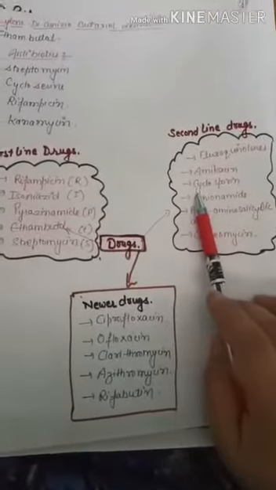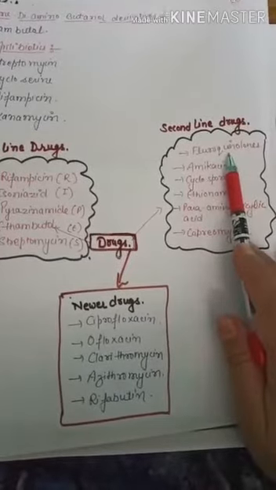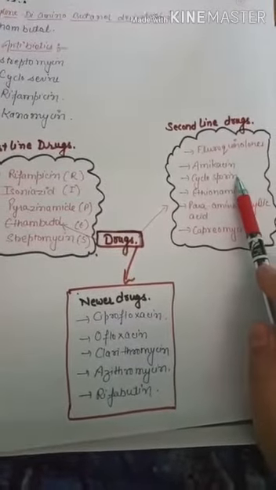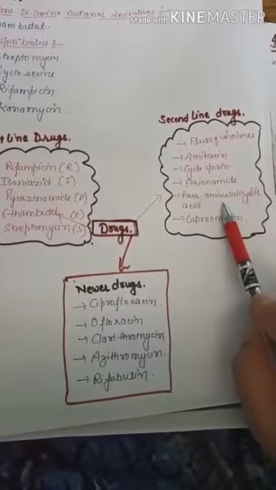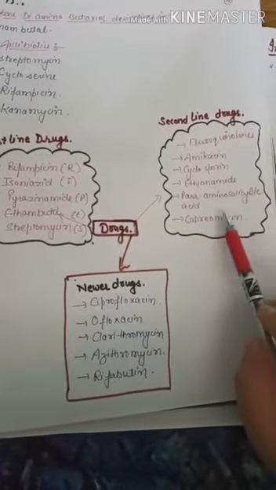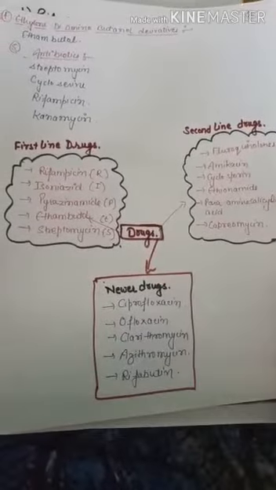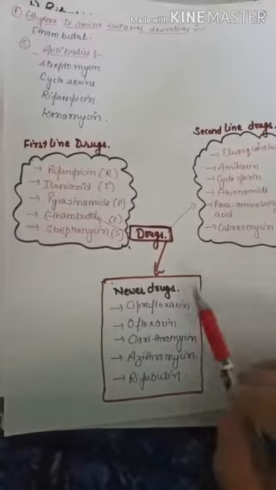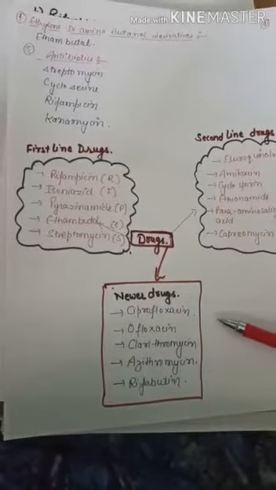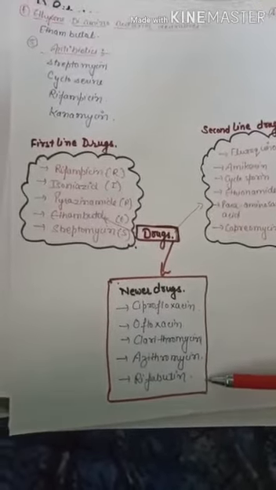And the second line drugs are fluoroquinolones, amikacin, cycloserine, ethionamide, para-aminosalicylic acid and capreomycin. Some of the newer drugs in the market for the treatment of tuberculosis are ciprofloxacin, ofloxacin, clarithromycin, azithromycin and rifampicin.